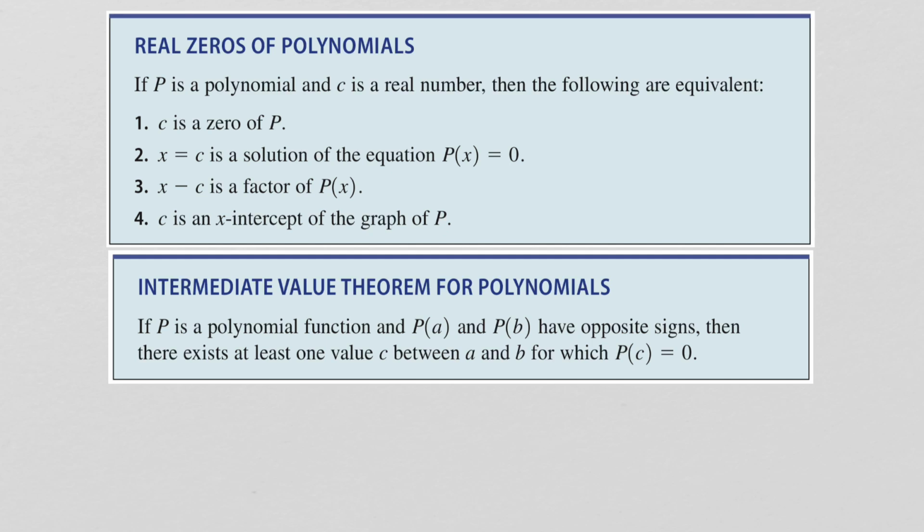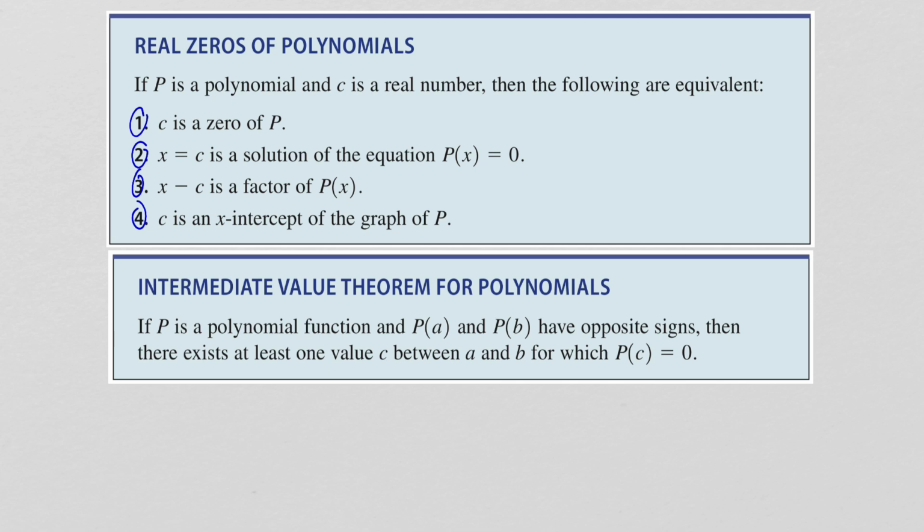To fully discuss graphing polynomial functions, we must discuss real zeros of polynomials. So if p is a polynomial and c is a real number, then the following things are equivalent. We say that the number c is a zero of the polynomial if x equals c is a solution of the polynomial equation p of x equals 0, and that is equivalent to x minus c being a factor of the polynomial, and the number c being an x-intercept on the graph of the polynomial. So saying any one of these 4 things is automatically saying the other 3.